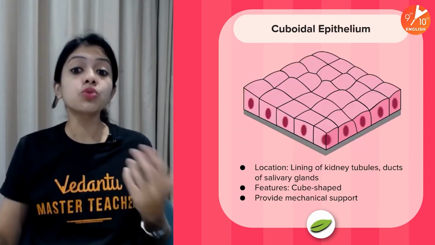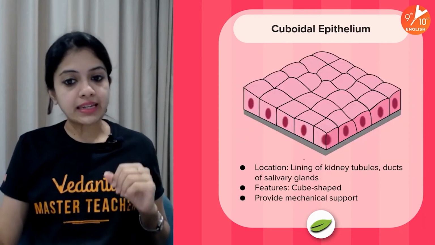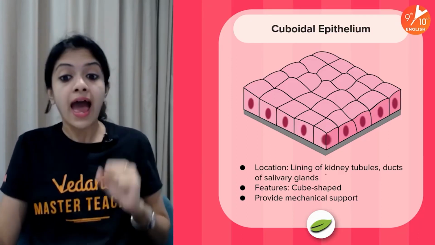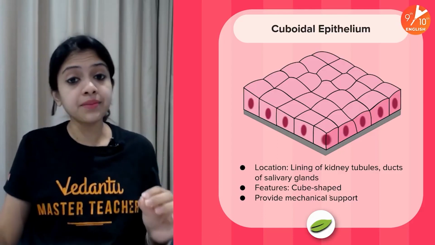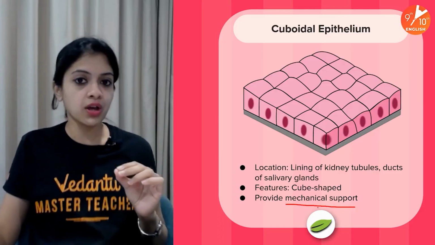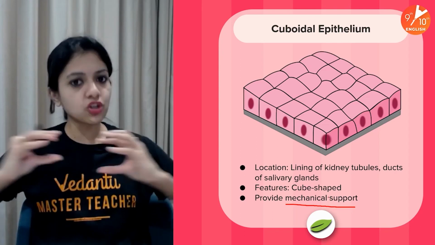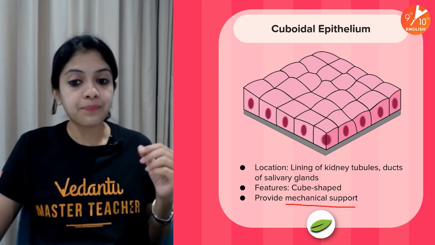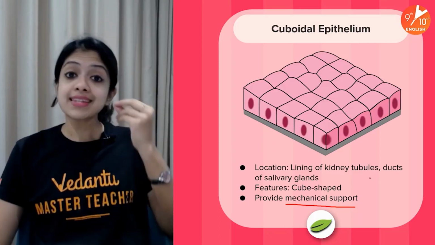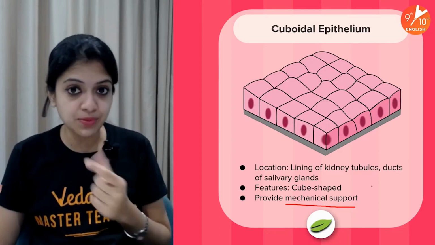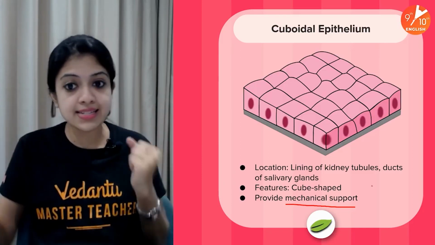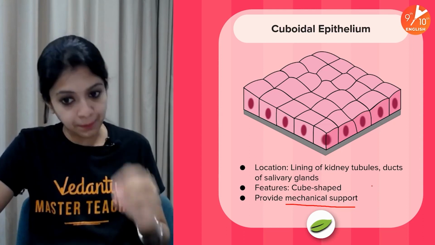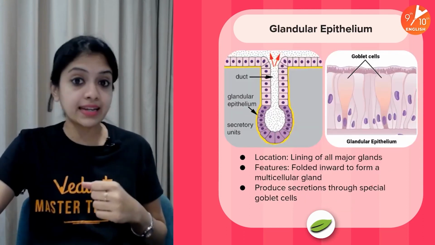Now coming to cuboidal epithelium. As you can see, they are literally made up of cube-shaped cells, and they help in providing mechanical support. Many cubes close to each other provide a lot of support, right? So you would find them in the lining of kidney tubules and even the ducts of salivary glands, the tubes or the ducts of salivary glands. These are places where these cube-shaped epithelia provide a lot of mechanical support.